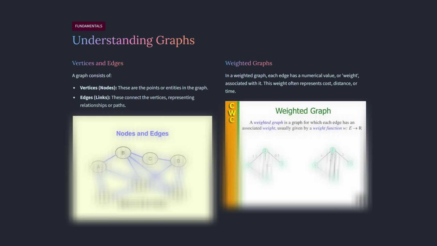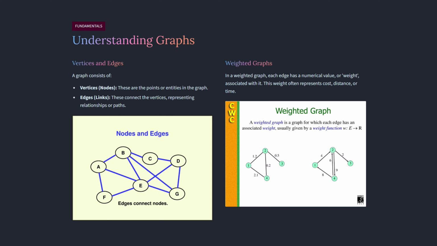Before jumping into the algorithm, we must clearly understand what a graph is. A graph is made of two things, vertices and edges. Vertices are the points or nodes, and edges are the connections between those points. When each connection has a value or cost attached to it, we call it a weighted graph. This weight could represent distance between cities, cost of laying a cable, or time taken to travel. Prim's algorithm always works on weighted graphs because it compares these costs to find the minimum one.